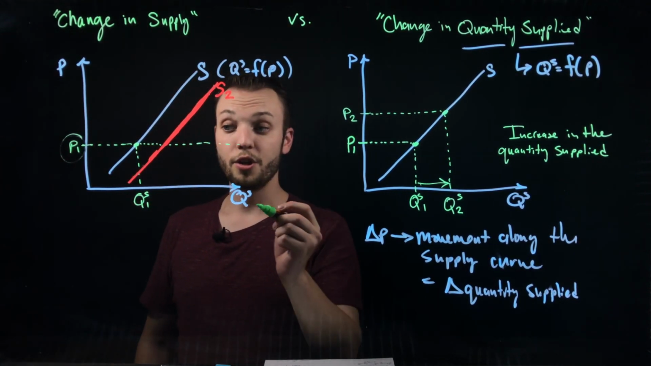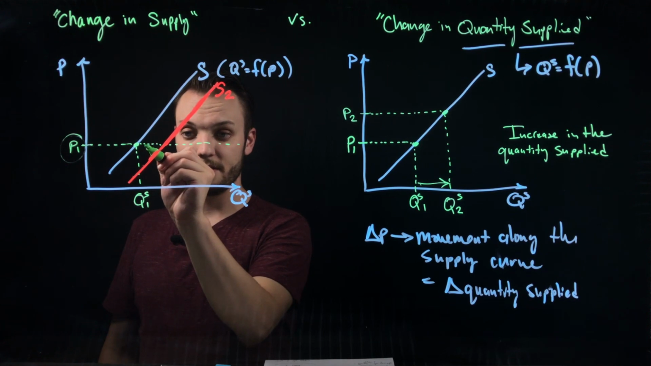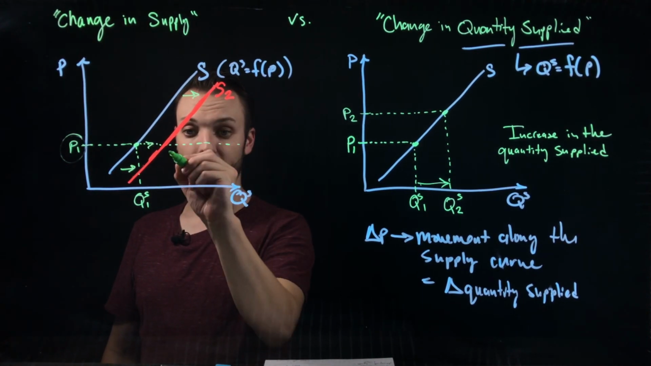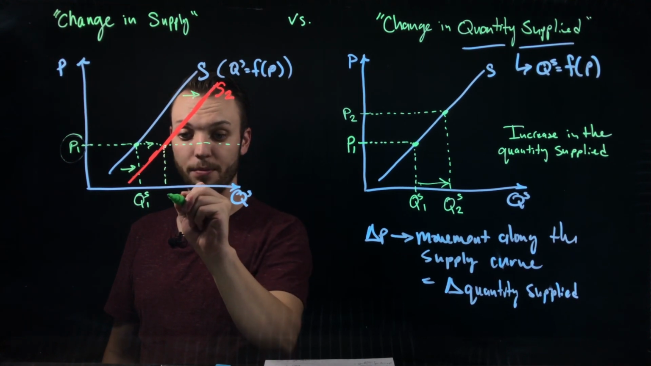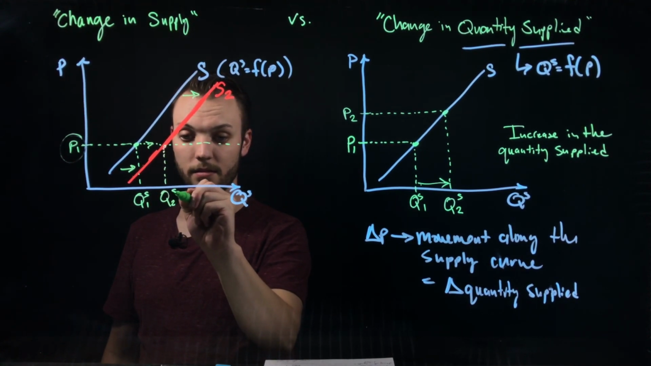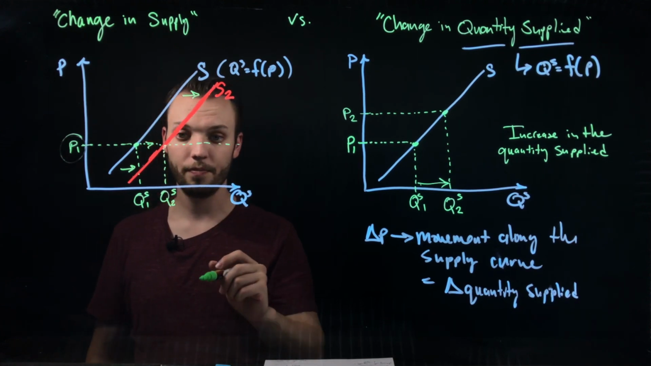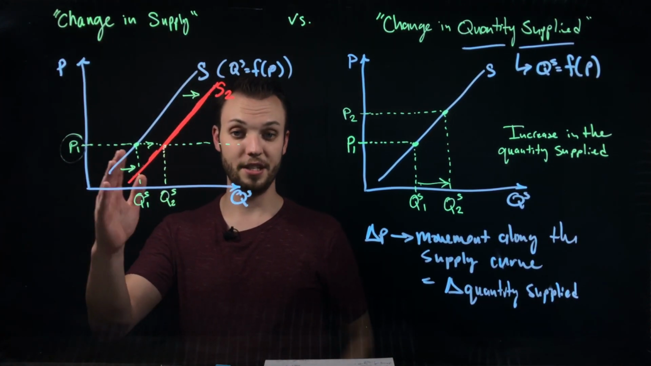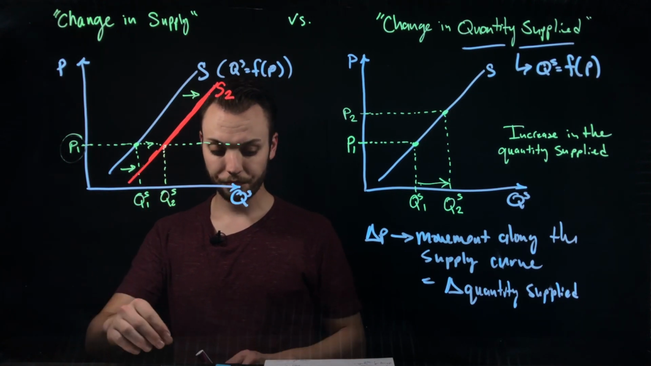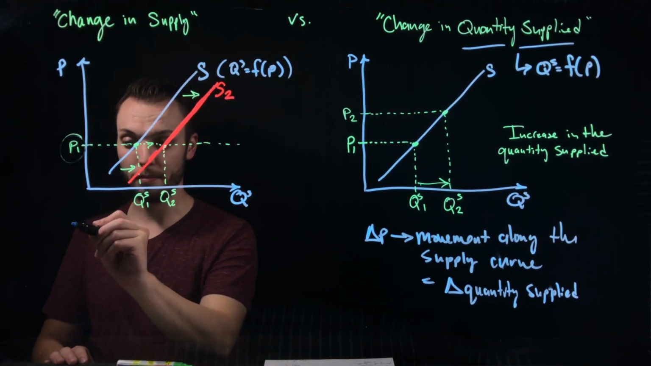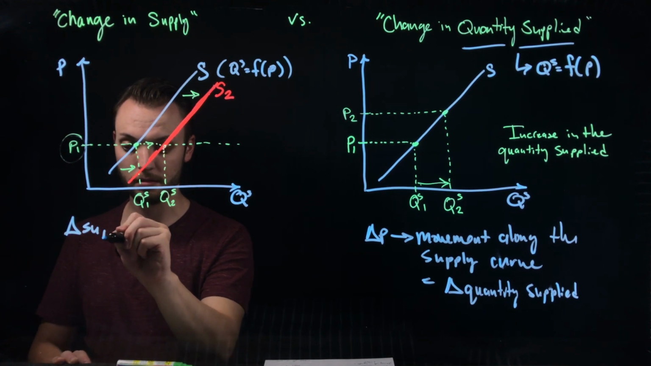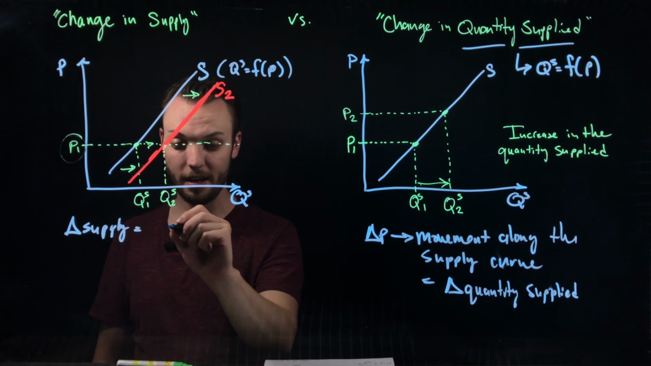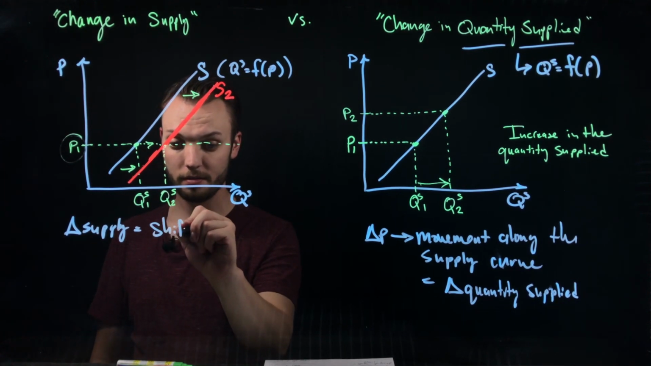Okay. So at this price, and at every price, we have a higher quantity supplied. So let's call that QS2. So this is a shift in the supply curve, right? So that's what we mean when we say a change in supply. A change in the supply is a shift in the supply curve.